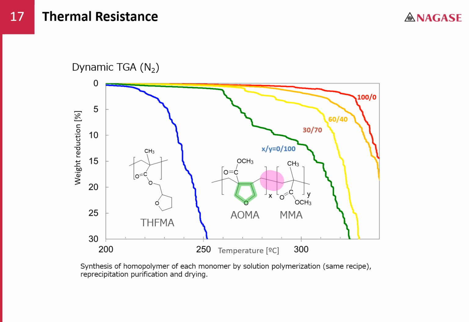Let's compare that with MMA, so that's the green line here. That is quite stable, and it starts to degrade somewhere above 300, perhaps around 350 or so. Then we started doing various combinations of AOMA and MMA. So the yellow is a 30-70 AOMA MMA combination, then 60-40, and finally 100%, so pure AOMA. And we could see that as you increase the amount of AOMA, your polymer becomes increasingly resistant to thermal heating.